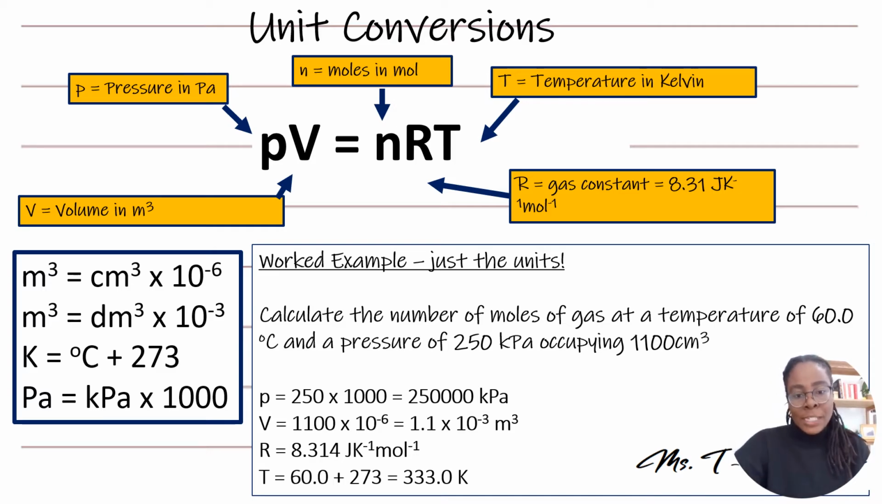So for our first worked example, we want to calculate the number of moles of a gas at a temperature of 60 degrees C and a pressure of 250 kilopascals, occupying 1,100 centimeters cubed. Before we try to put any of these quantities into the ideal gas equation, we need to first make sure that everything is in the right units. So pressure, multiplying by 1,000 to give us 250,000 pascals. Volume multiplied by 10 to the minus 6, or dividing by 10 to the 6, to give us 1.1 times 10 to the minus 3 meters cubed. R is always just given to us in the question anyway. And then T, converting to Kelvin by adding 273 to 60.